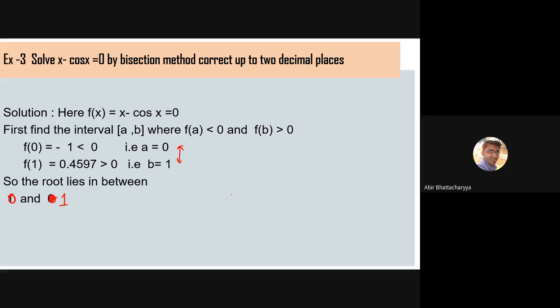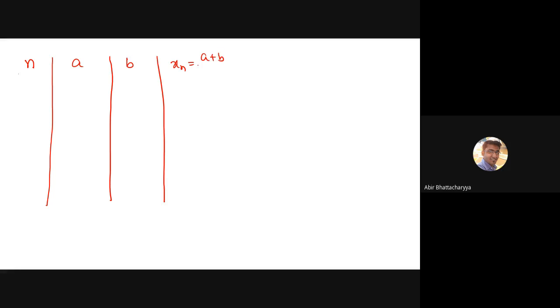Next step, we always go for the iterations and the table. So start proceeding without wasting time, and please also tell me the answer in the chat box. For the first iteration, we make columns for a, b, xn, and then f of xn, and at last the update.